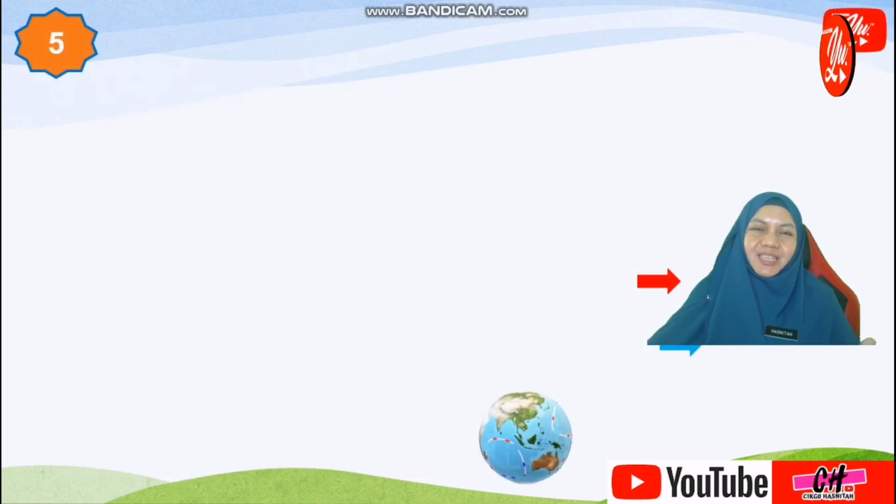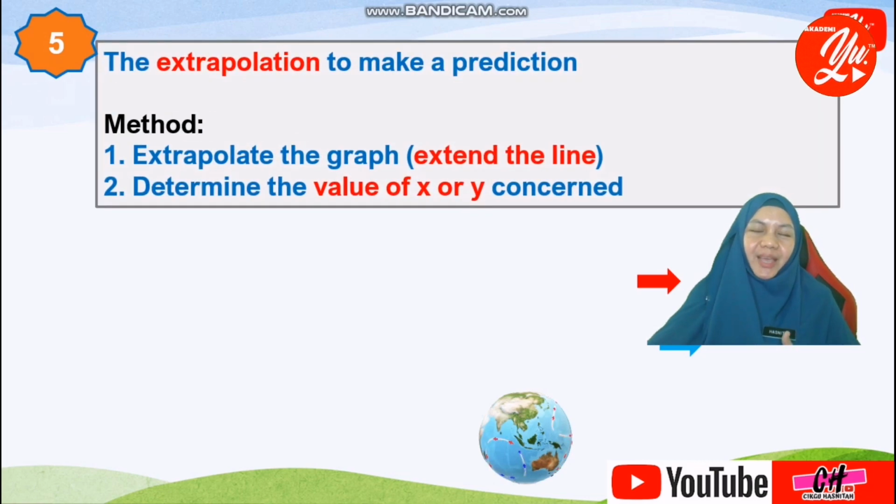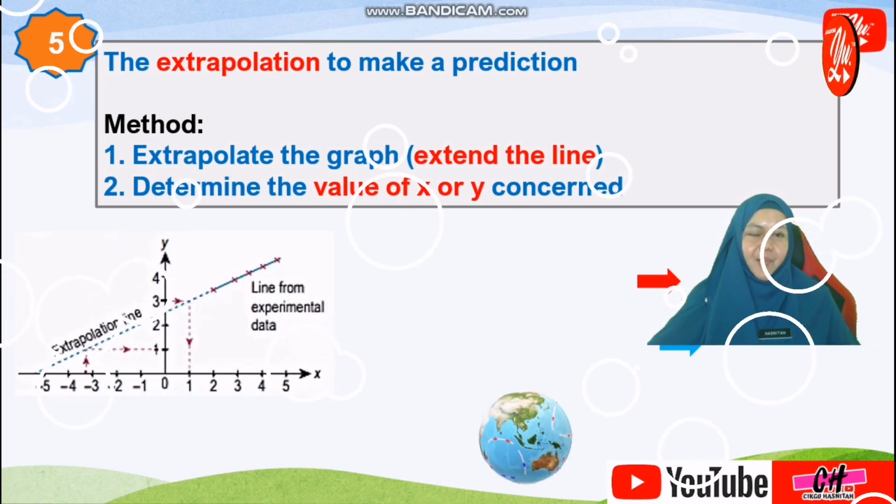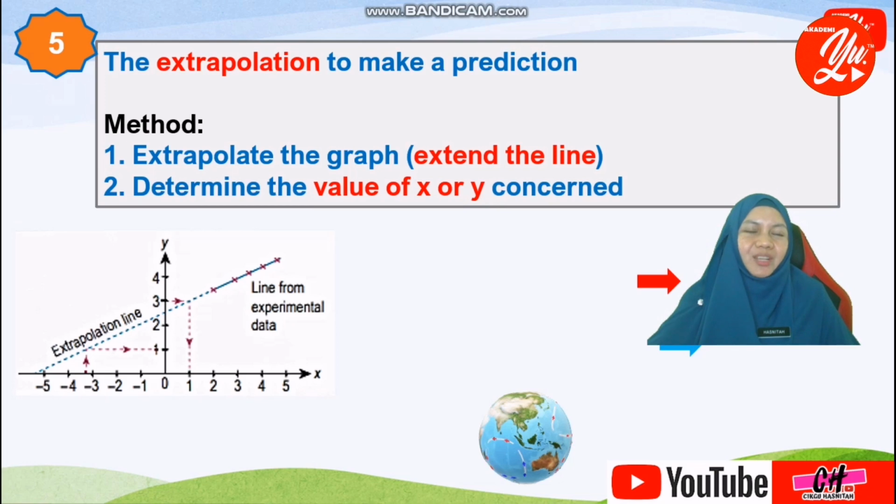And the last one is to make a prediction by doing extrapolation of the graph. Extrapolation of the graph means you have to extend the graph line in order to determine the x or y value which is concerned. Let's check this example. So how do we do extrapolation? By extending the line from the first point. The extended line is shown by the dashed line.